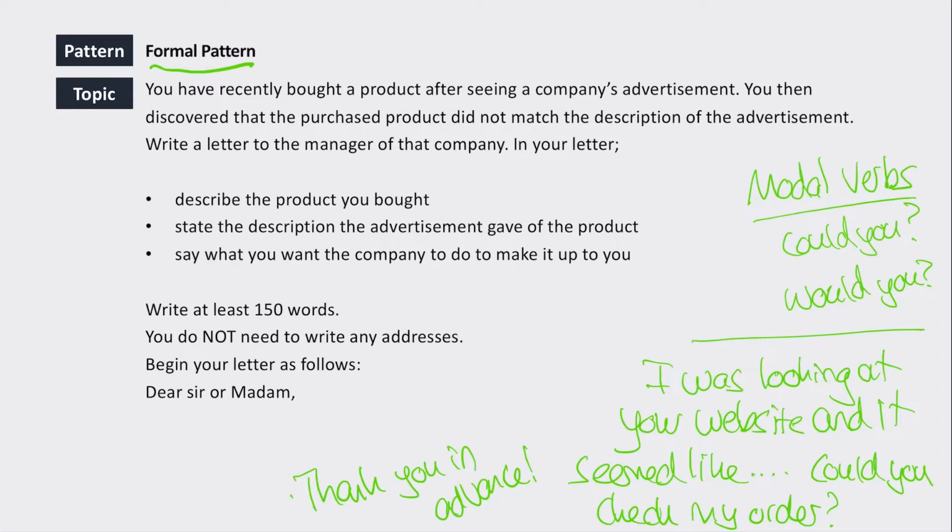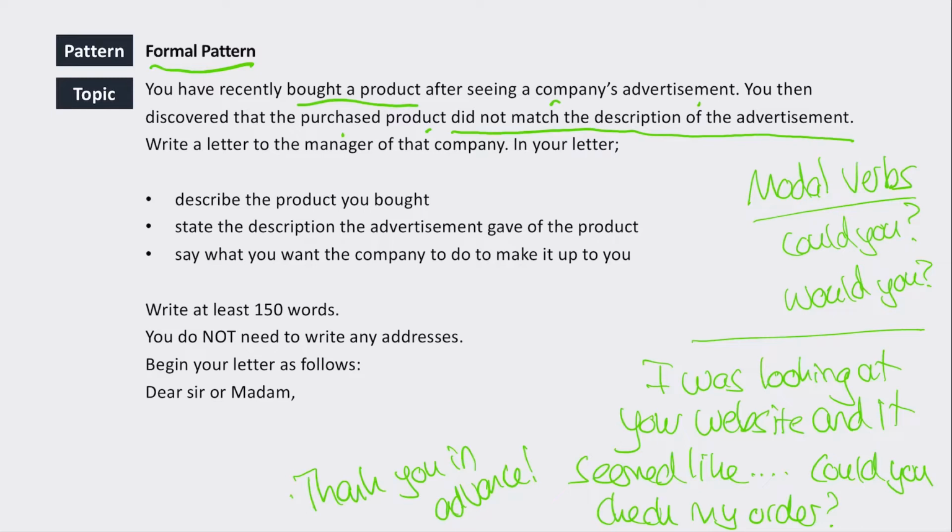You've recently bought a product after seeing a company's advertisement. You then discovered that the purchased product did not match the description of the advertisement. Oh no. Write a letter to the manager of that company. I can say for now, I've never returned anything in my whole life. If I bought something and it wasn't correct, I just keep it. I'm too embarrassed to try and return things. I hate returning things. So in real life, I would never write this letter. I would just keep whatever it was.